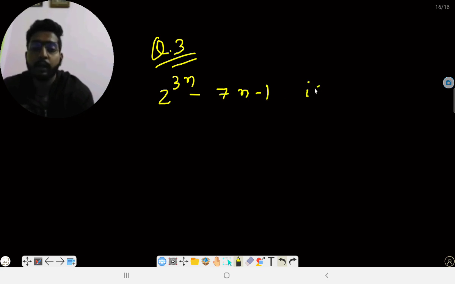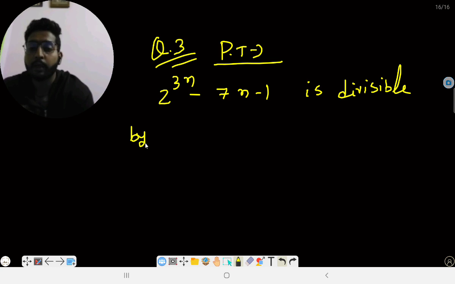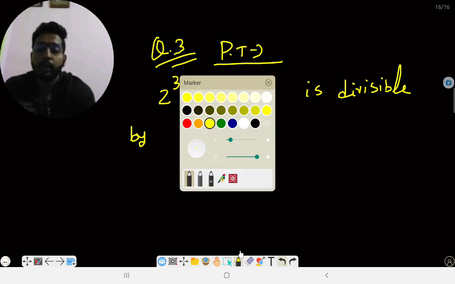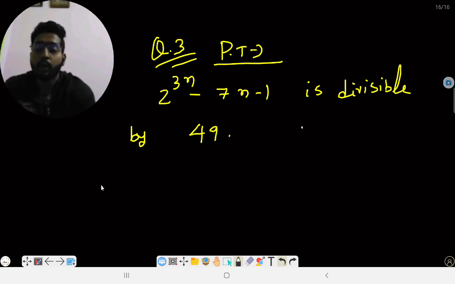It is given 2 to the power 3n minus 7n minus 1. We need to prove that this one is divisible by 49. So we have to show that this expression 2 to the power 3n minus 7n minus 1 is divisible by 49. Now how to show that this one is divisible by 49?